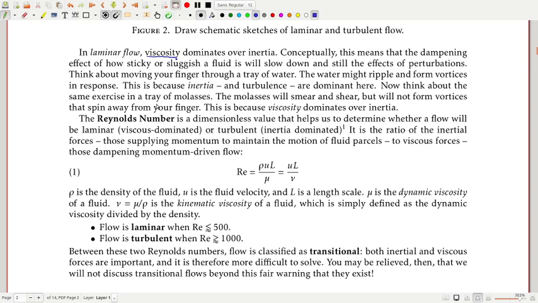And we have a quantity that helps us to define whether a flow is likely to be laminar or likely to be turbulent. And that's called the Reynolds number. And so the Reynolds number is a ratio of inertial terms on the top over viscous terms on the bottom. So mu down here is the dynamic viscosity.